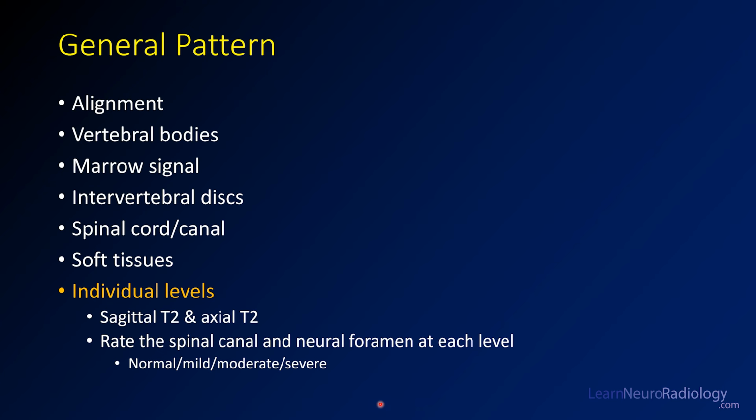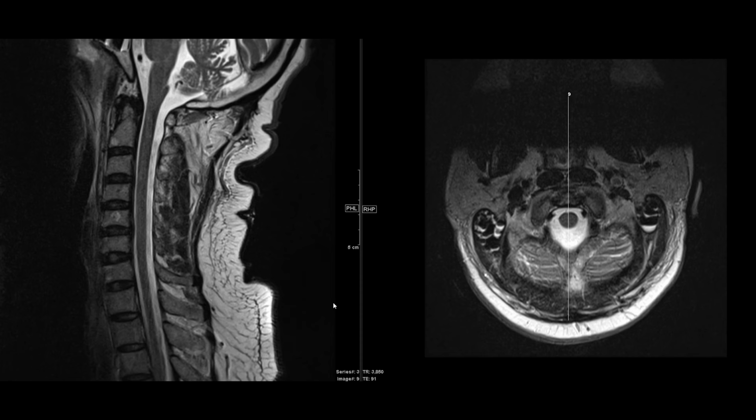Now, we're not going to focus on differentiating those that much today, but I'm going to show you where to look. And that really takes a lot of experience to get used to what constitutes these different degrees of narrowing. So here I have the sagittal T2 and axial T2 images up again. And what I typically do is I take my axial T2s and I scroll down from the top, taking a look at the individual structures.